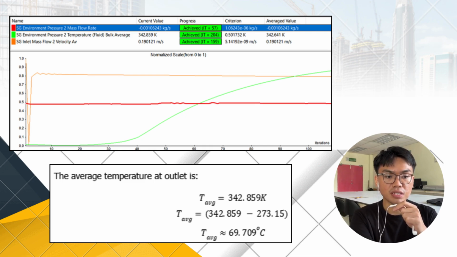This confirms that the drying chamber outlet temperature is approximately 69.7 degrees Celsius, which is close to but does not exceed the target limit of 70 degrees Celsius. The inlet velocity is also stable at 0.190121 meters per second, showing that the airflow entering the heat exchanger is consistent. Overall, the achieved surface goal confirms that the system can maintain the required airflow and drying temperature using a 43 watts radiator heat source and 120 rotations per minute impeller speed.